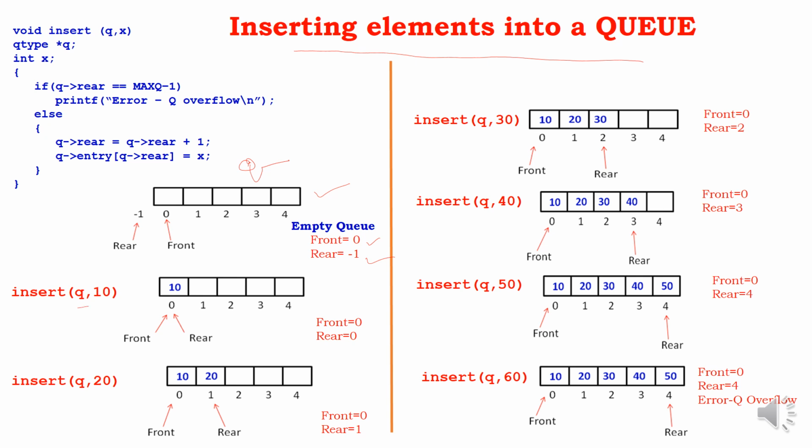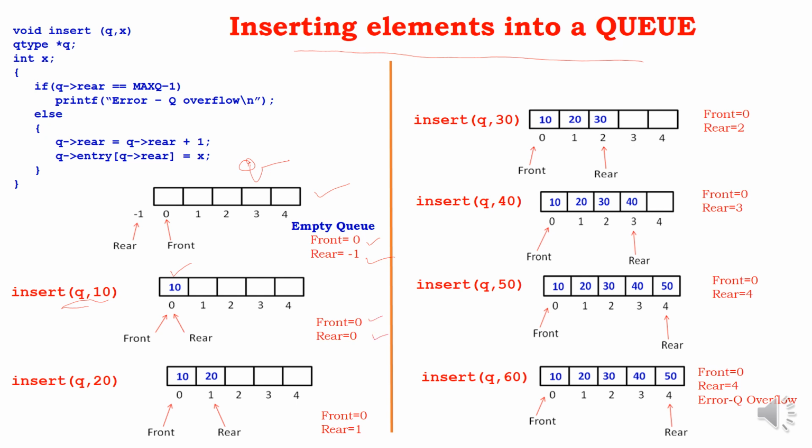Insert q comma 10, where we are trying to insert 10 into the empty queue. Rear is rear plus 1. Rear is already minus 1, minus 1 plus 1 is 0. In the place of 0, 10 is placed. Now front is 0, rear is 0.